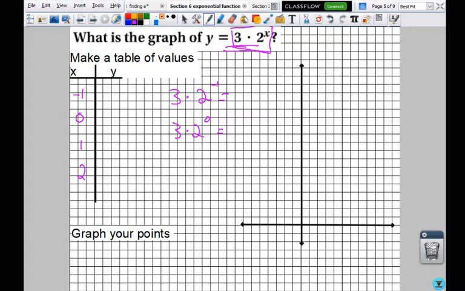Okay, I got a question. So 3 times 2, yeah, maybe. Why is yours green and mine orange? It doesn't matter, it just picks a random color.